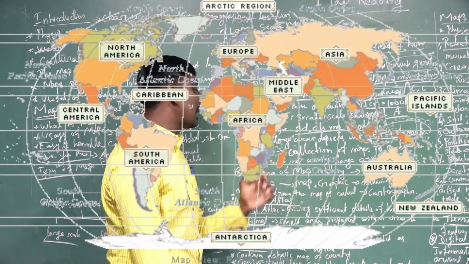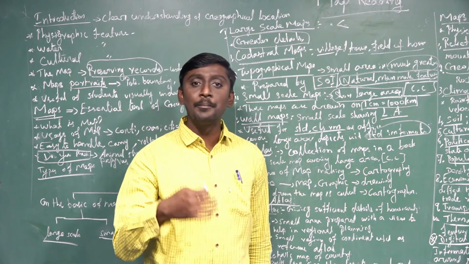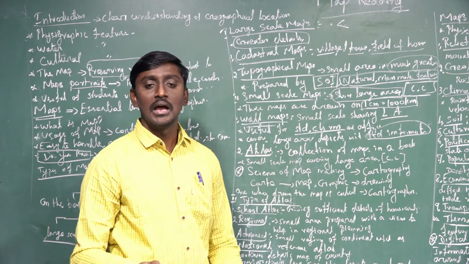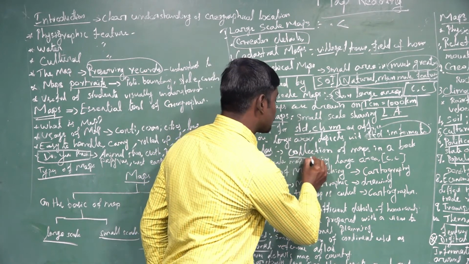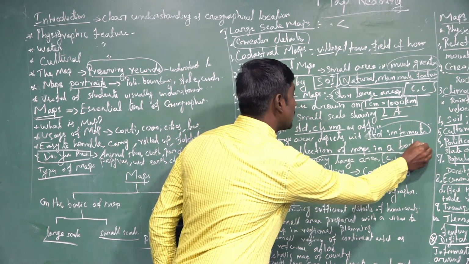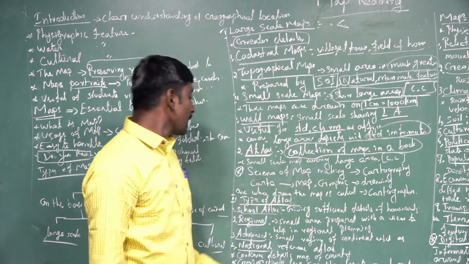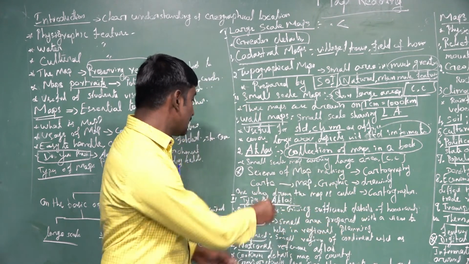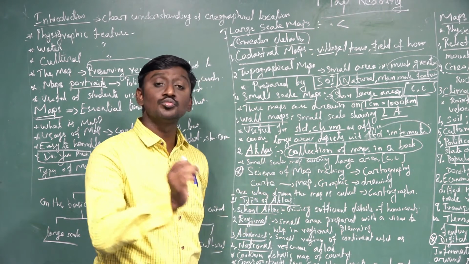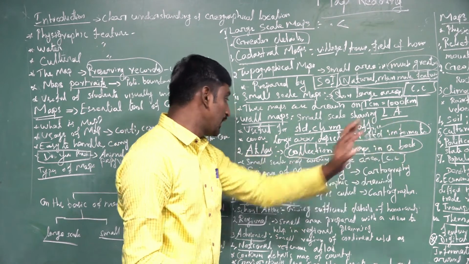And the next one, atlas. What does atlas mean? A collection of maps in a book is called an atlas. This is very important. An atlas is a small scale map covering a large area, like a continent or country.